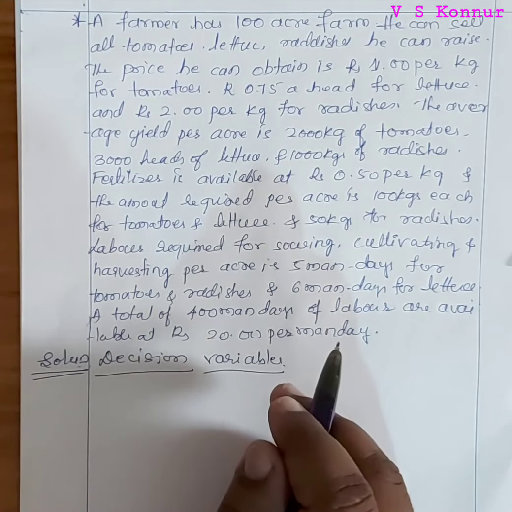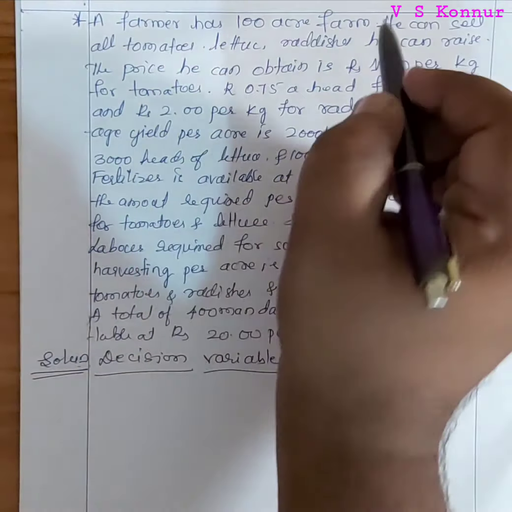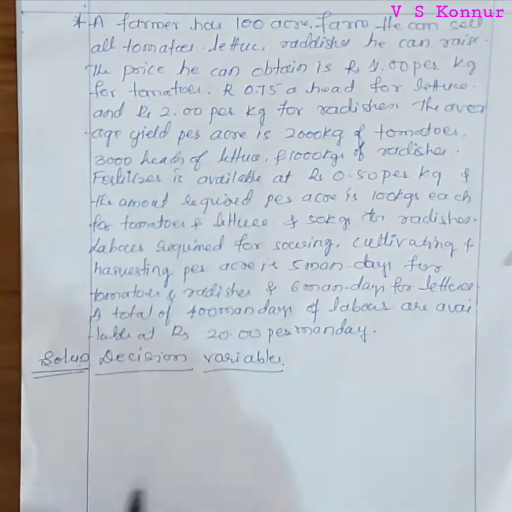A farmer has a 100-acre land. So, full stop. That will become one constraint. We'll explain that later.